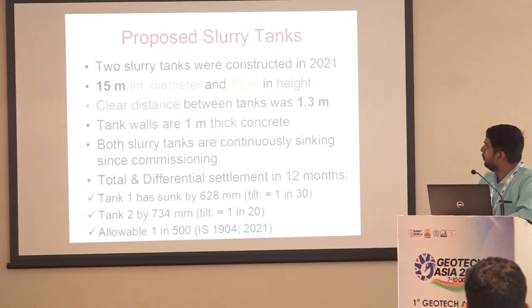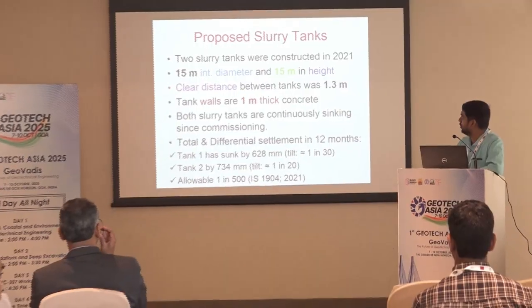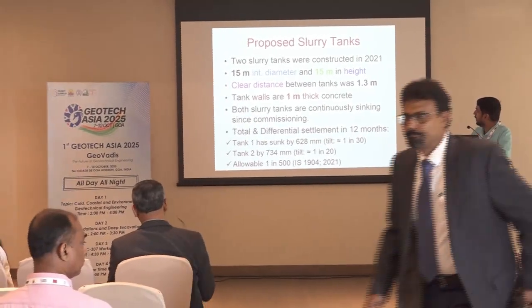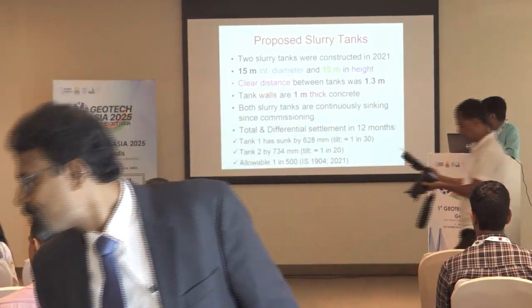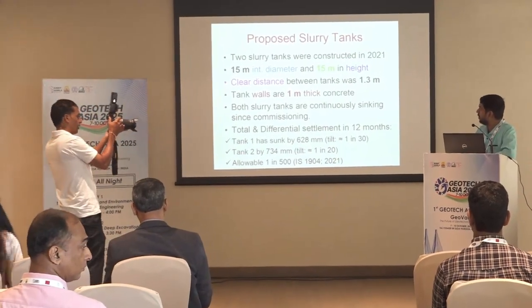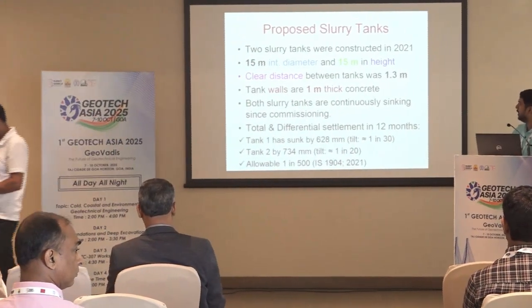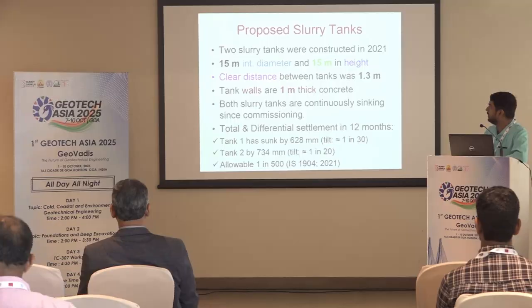Now, coming to the problem, we have two slurry storage tanks that were constructed in 2021. It is 15-meter internal diameter and 15-meter in height. The clear distance between these two tanks was 1.3 meter, and the tank walls were 1 meter thick, made of concrete. Both these slurry tanks are continuously sinking since commission.